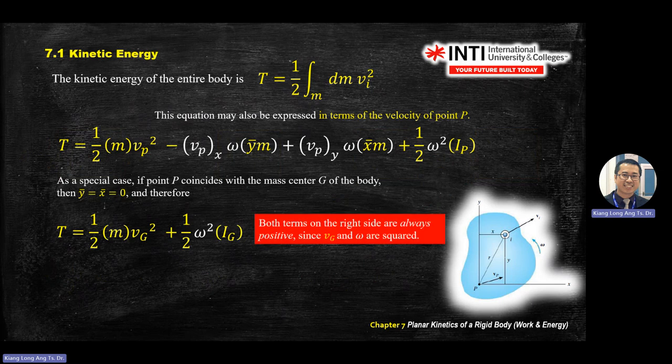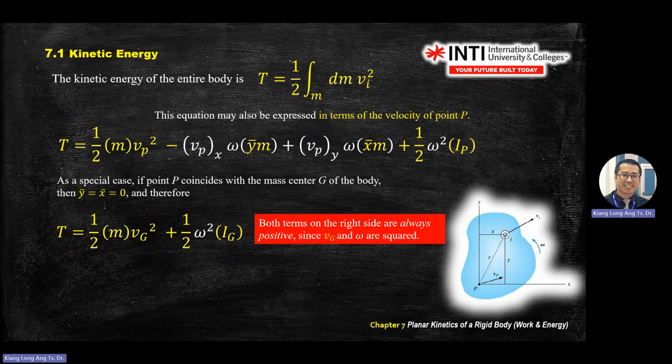So, if everything happens at the center of gravity, what will happen in this chapter? It will eliminate the center part, with y bar and x bar equal to zero. At the end, you arrive at one equation with half mv square, as with particles, the mass effect, plus the inertia effect. So these are the two equations. You can add one more component for rigid body: half omega square IG.